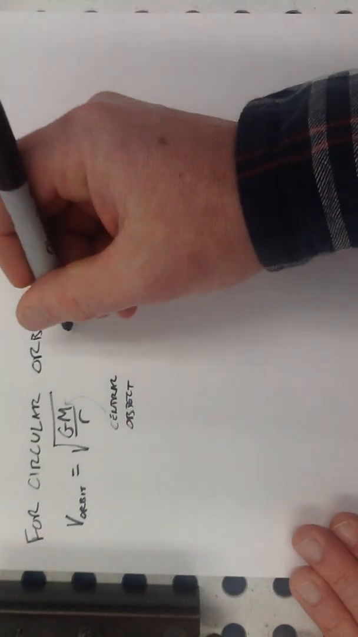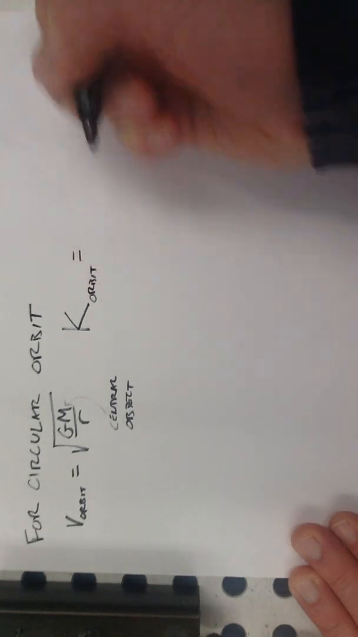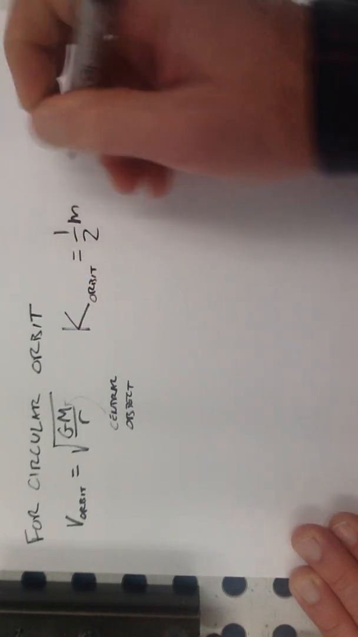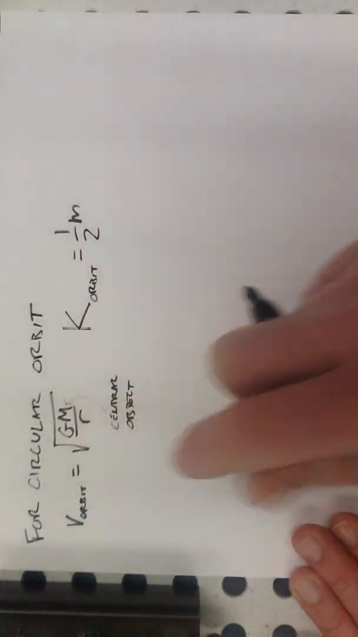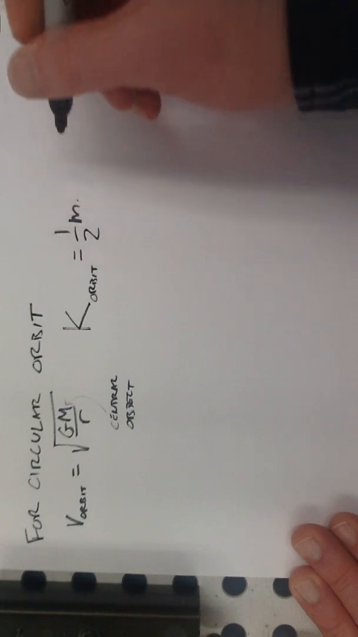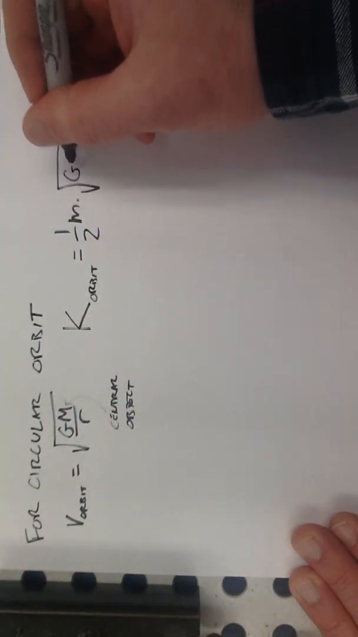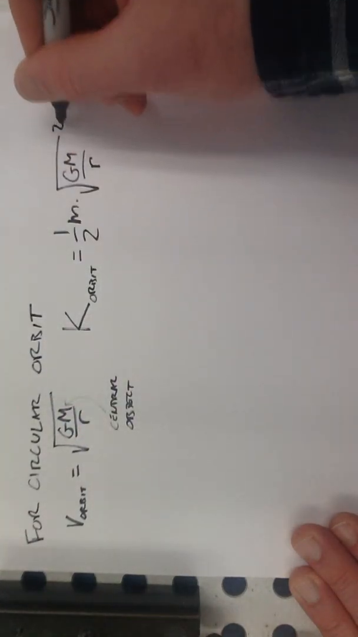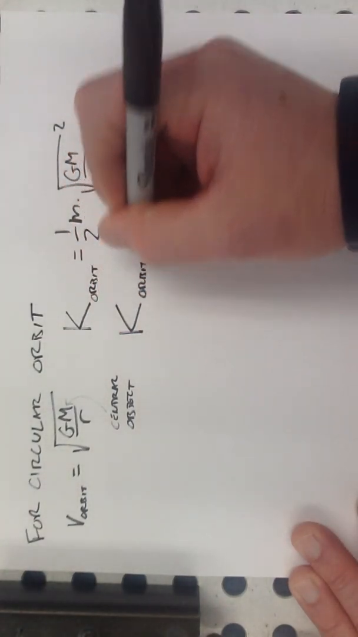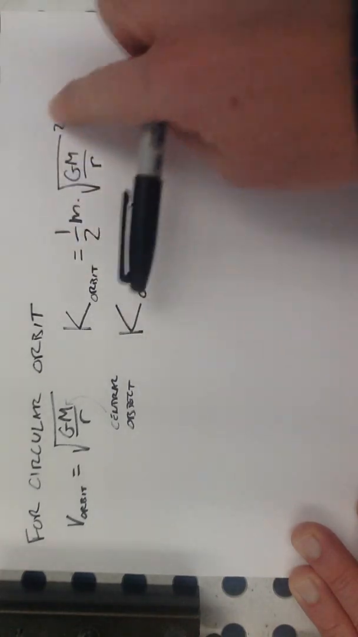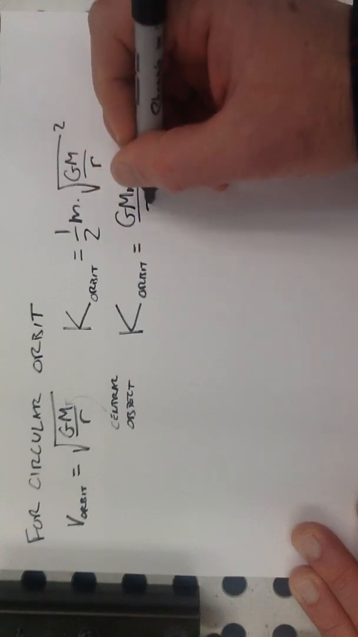If that's true, then the kinetic energy that something has in circular orbit, well, kinetic energy is just 1/2 m, this is the small m, the thing that's orbiting, not the thing in the middle, that's the middle thing, times v squared. So the velocity of orbit is this. So the kinetic energy of orbit is, simplifying all this, we get GMm over 2r.